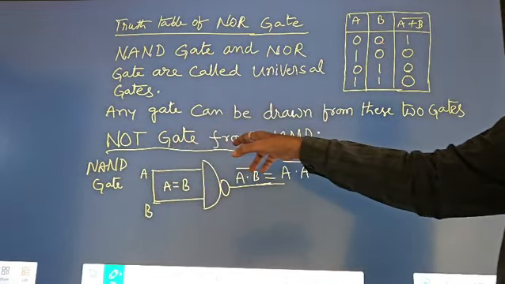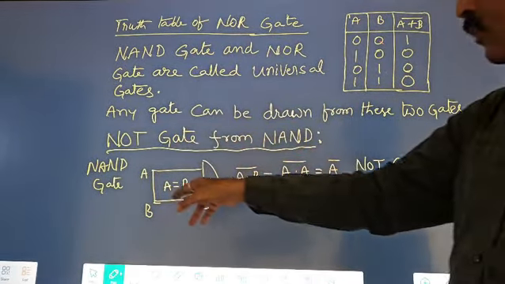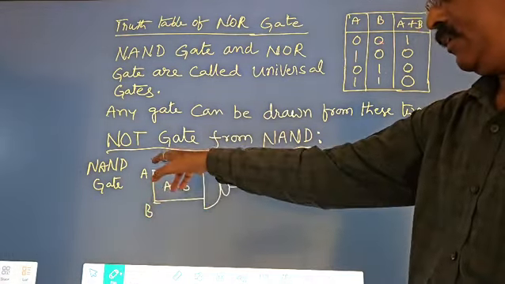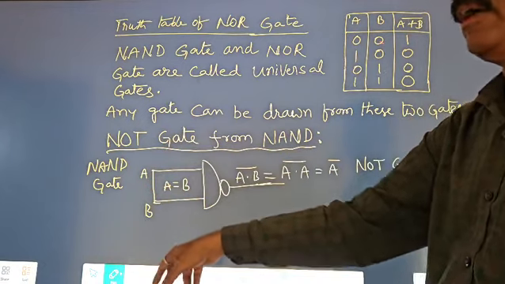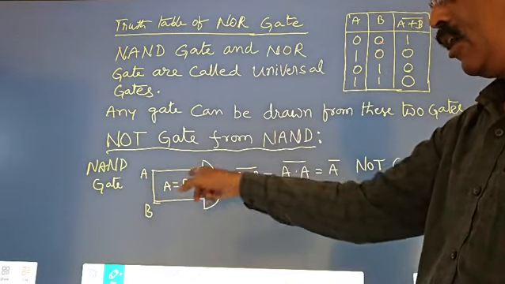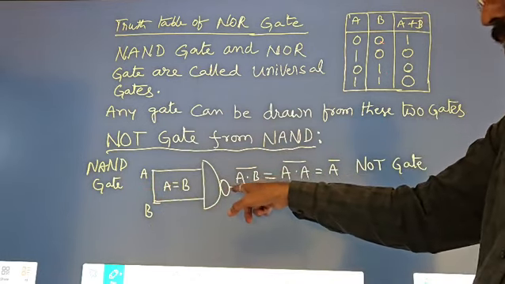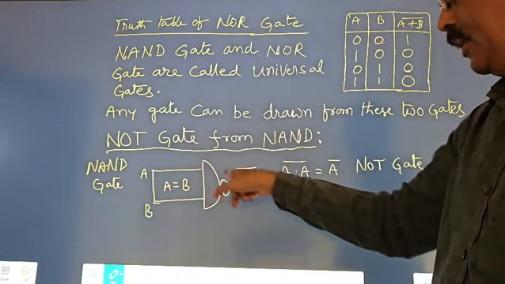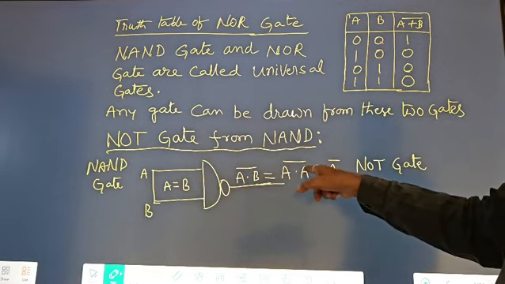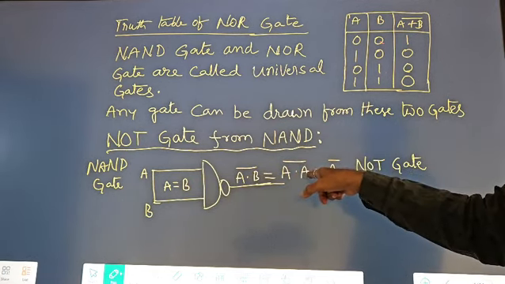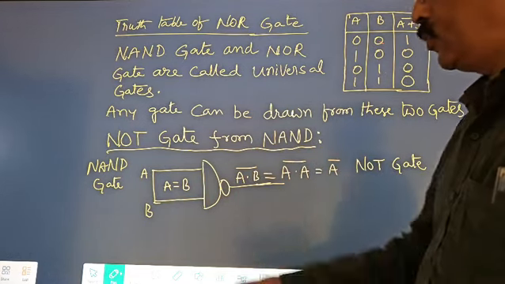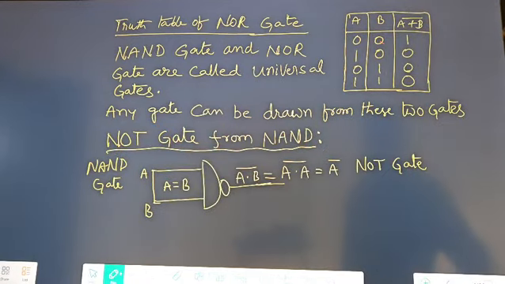Suppose a NOT gate is to be drawn from the NAND gate. See, this is the NAND gate. The two input signals you combine, so it becomes a single input, either A or B. So the NAND gate output is A dot B bar. So A is equal to B, that means A dot A bar, and A dot A is A, so the output is A bar, which is the NOT gate. So we can draw a NOT gate from a NAND gate.